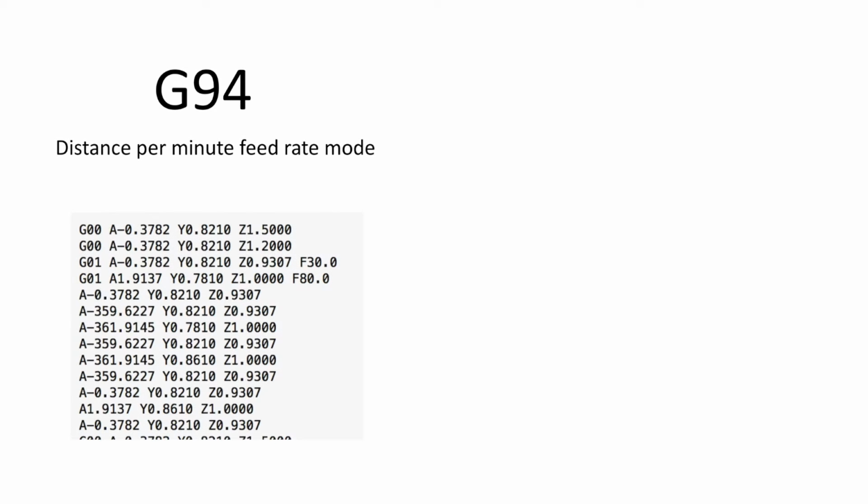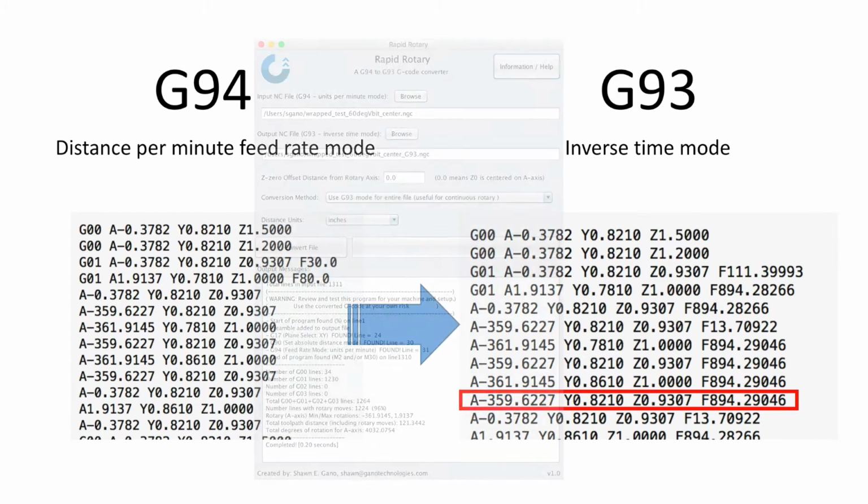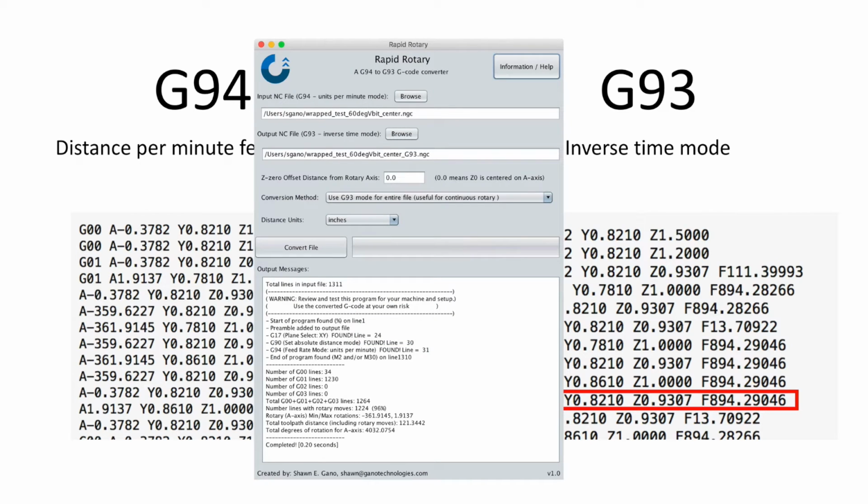A solution to this problem is to convert the standard G94 mode, which is distance per minute feed rate, to a G93 inverse time mode, which specifies how long each tool movement should take instead of specifying a feed rate. This allows for mixed rotary and XYZ movements to occur at the same time quickly. But most CAM tools don't output G93. So I wrote the program Rapid Rotary to solve this.